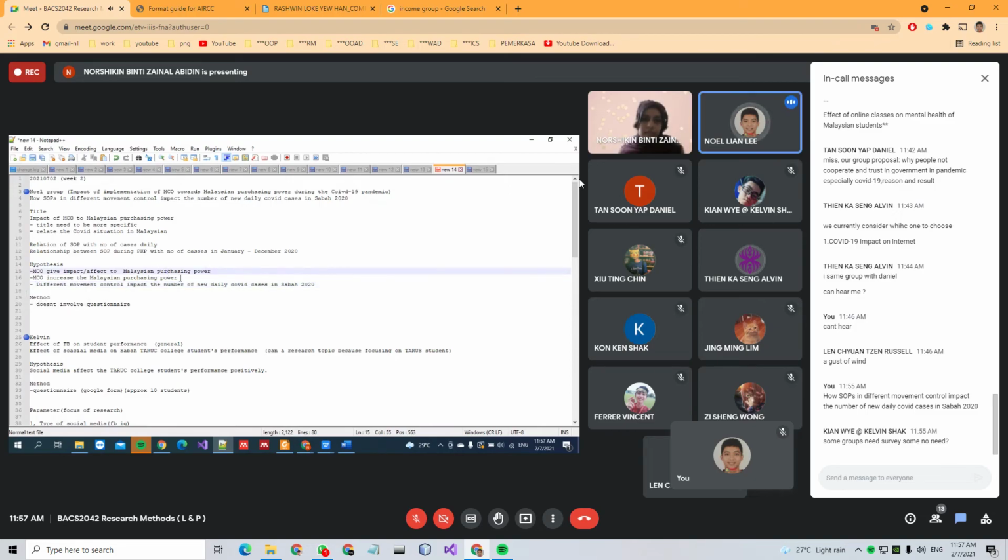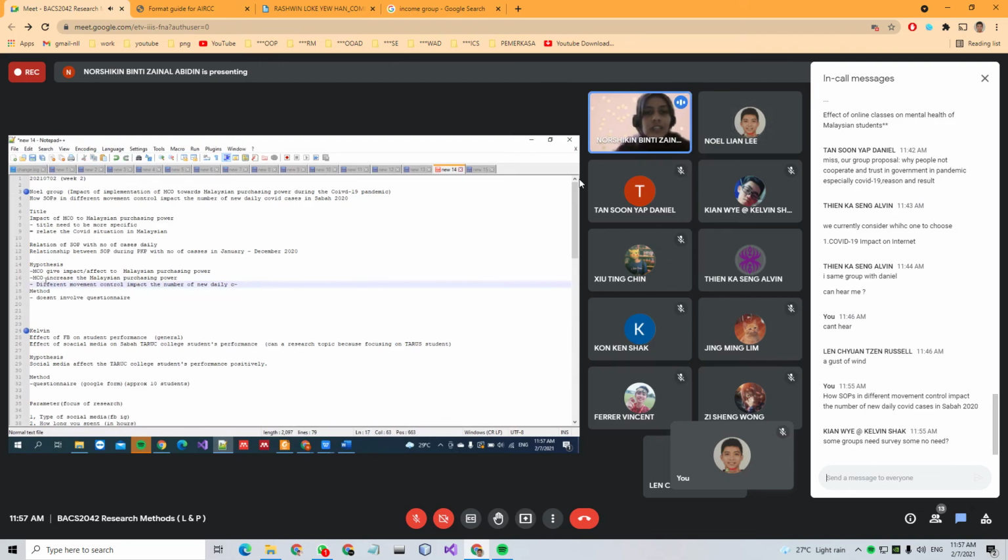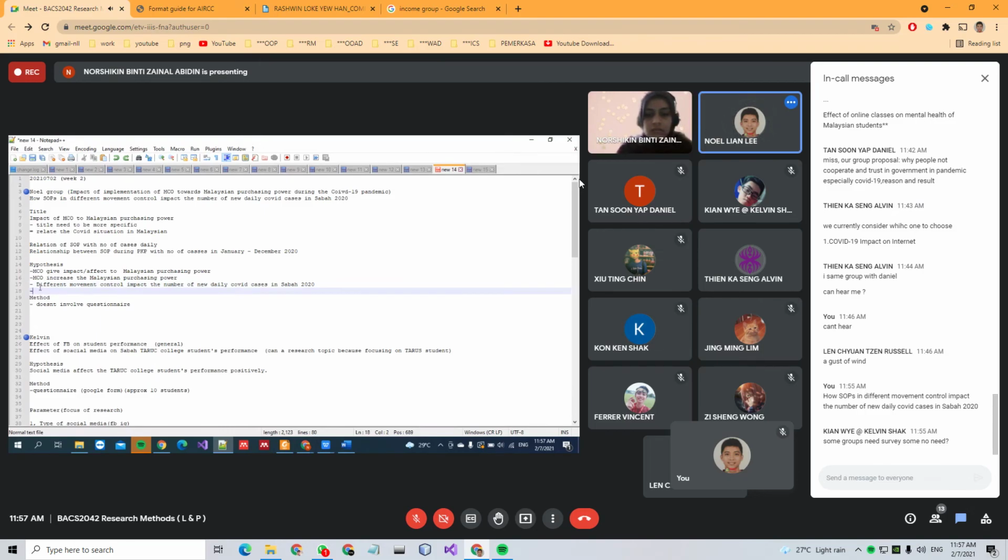Yeah, can. Maybe the hypothesis also can be like that. Can, because you want to see what is the effect of this different movement control to the number of cases. Number of cases, yeah. Because at first I thought I have to say the stricter the SOP, the fewer the daily cases. But yeah, oh okay, so this is just a suggestion. We haven't discussed it yet, but it's okay, should be okay if you want to use the title too.